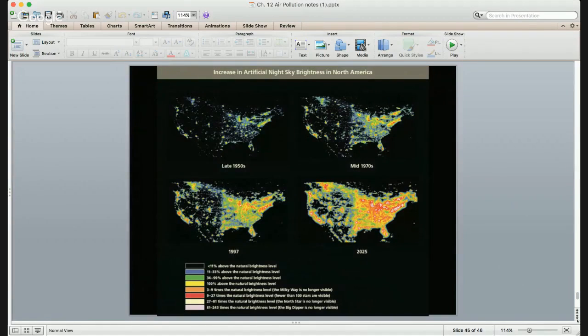So just to give you an idea, if we're looking at the night sky between the late 1950s to this is probably close to what we are now. Look at how dark the night sky used to be back in the 1950s versus what it is closer to today.